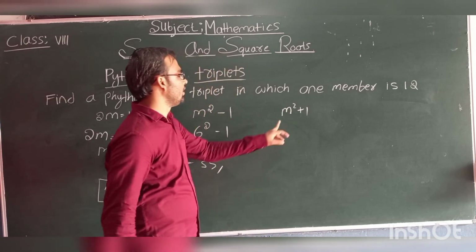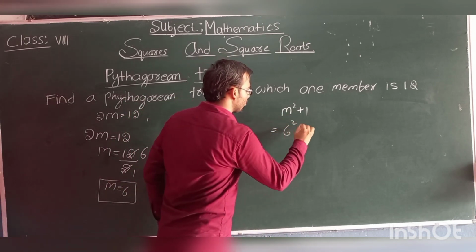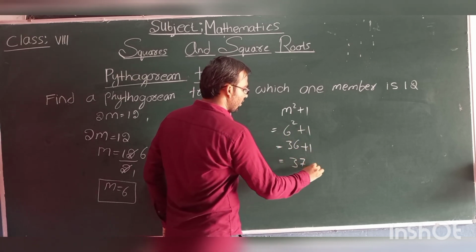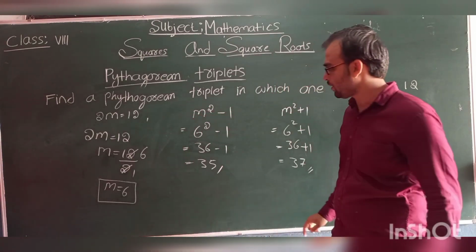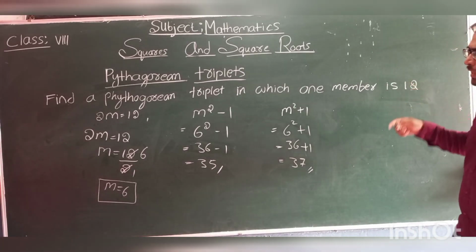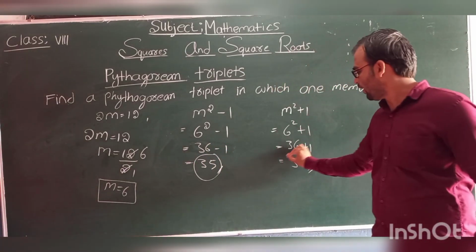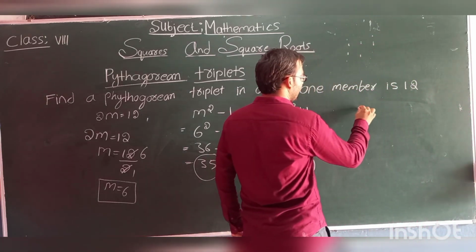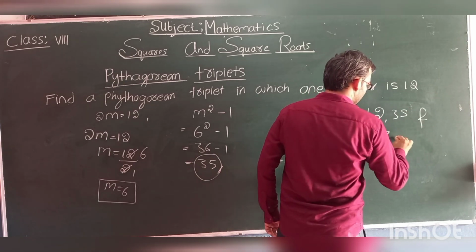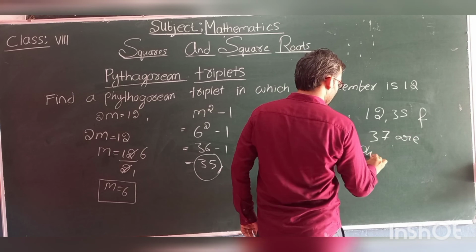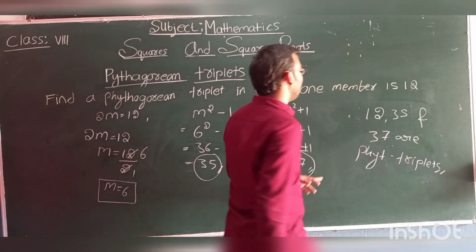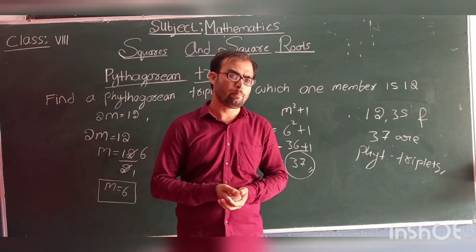So now here m is 6, so 6 square plus 1. 6 sixes are 36, plus 1 is 37. So look here, students. They have already given one Pythagorean triplet, that is 12. And what are the other two? That is 35 and 37. Therefore 12, 35 and 37 are the Pythagorean triplets.